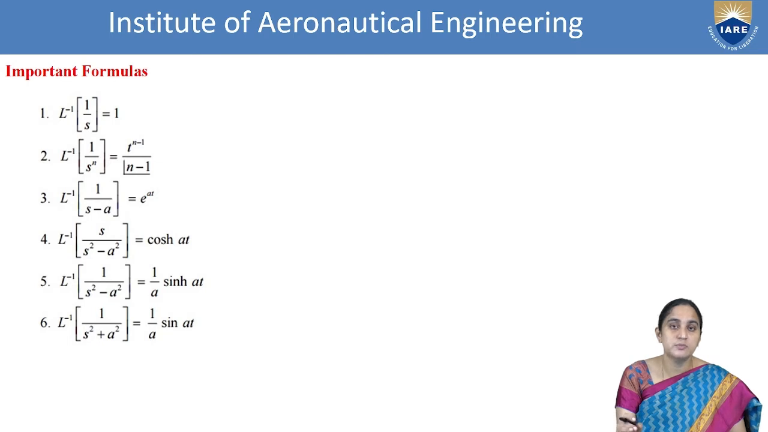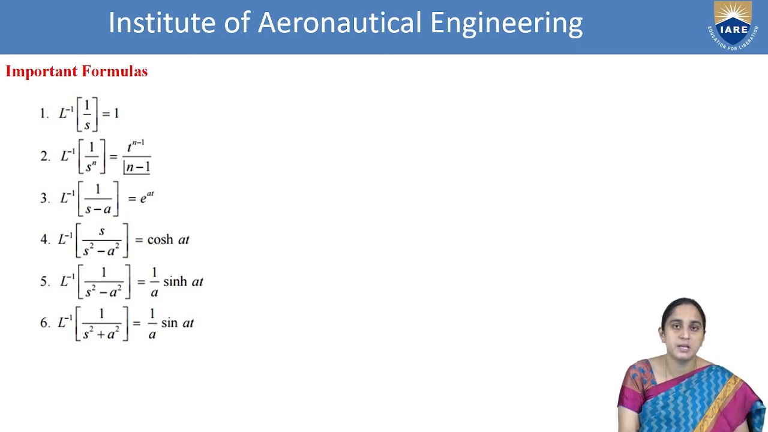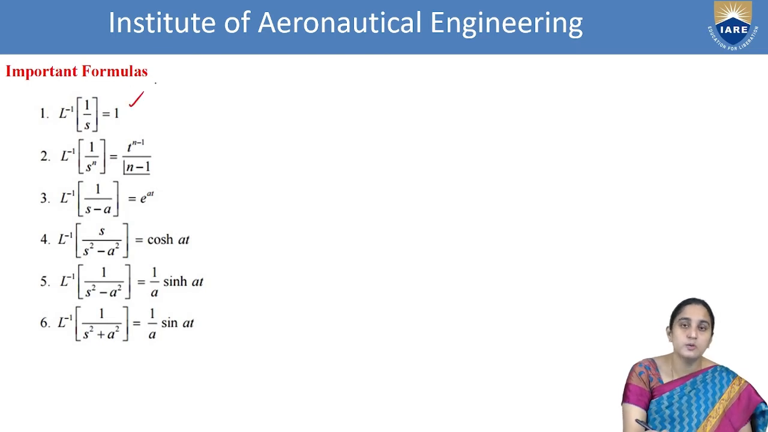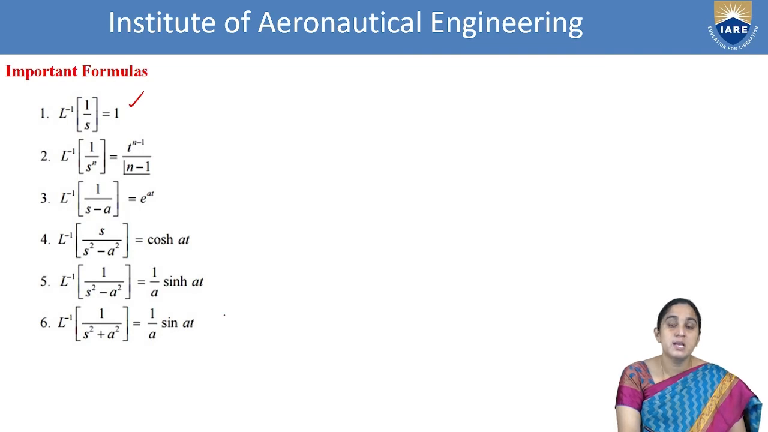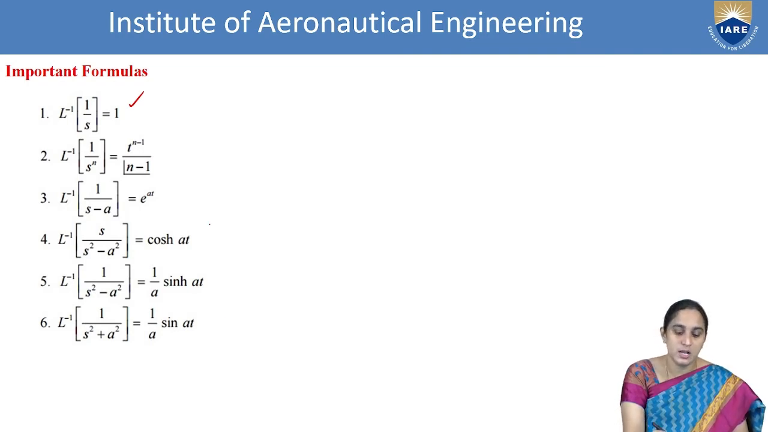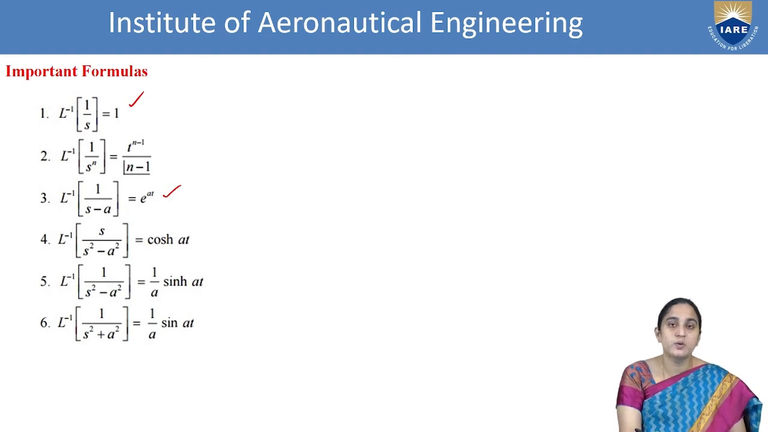In the Laplace transform, Laplace of 1 is equal to 1 by s, but here Laplace inverse of 1 by s is equal to what? 1. And there Laplace of t power n is equal to n factorial by s power n plus 1. Here Laplace inverse of 1 by s power n is equal to t power n minus 1 by (n minus 1) factorial. And the third one, there Laplace of e power at is equal to 1 by s minus a. Here Laplace inverse of 1 by s minus a is equal to e power at.